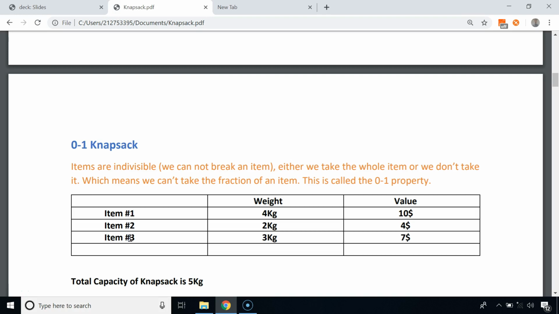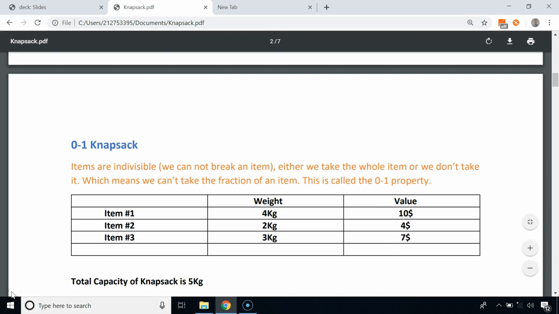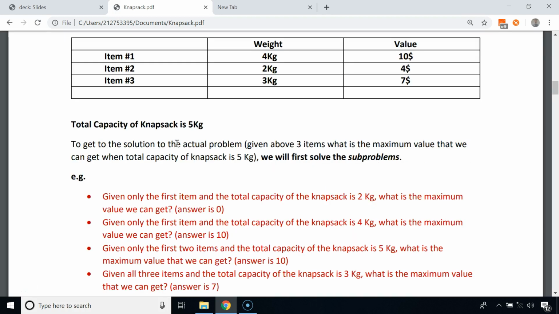So here we have 3 items with their respective weight and value and the total capacity of the knapsack is 5 kg. And we have to figure out which items we should include in the knapsack so that we can get the maximum value that is possible. Now to get to the solution to the actual problem, which is, given the above 3 items, what is the maximum value that we can get when the total capacity of the knapsack is 5 kg? We will first solve the subproblems. So let's see what those subproblems will be.